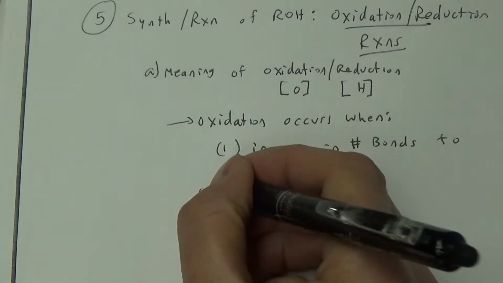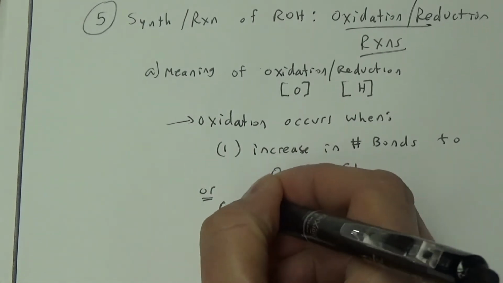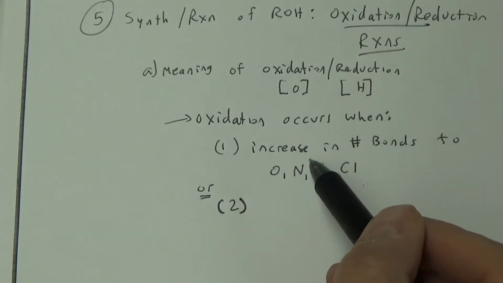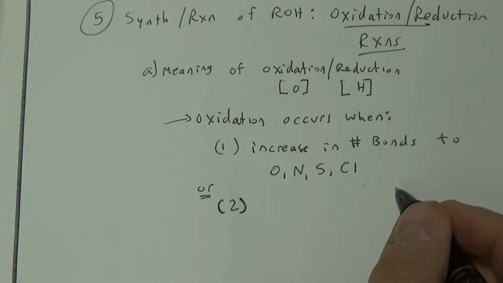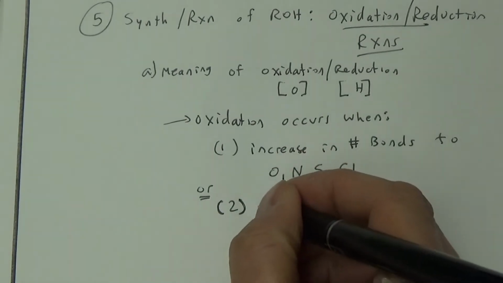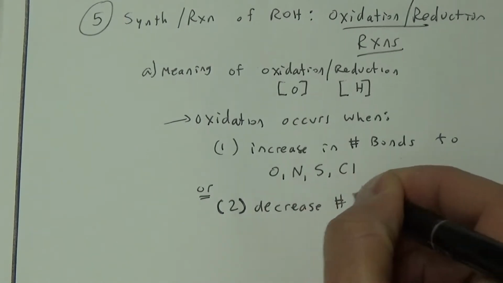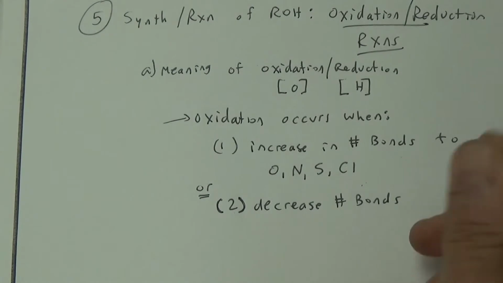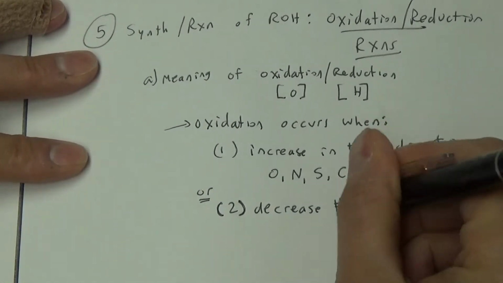Another way to see it, and sometimes both of these happen, is you can either increase the number of bonds to one of these, or you can decrease the number of CH bonds, the number of CH bonds.